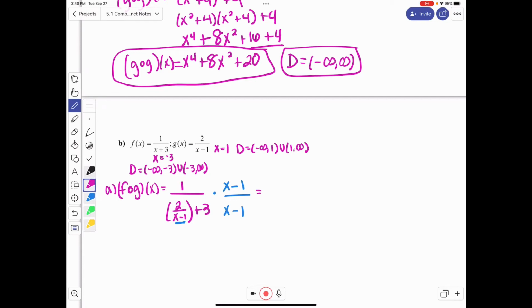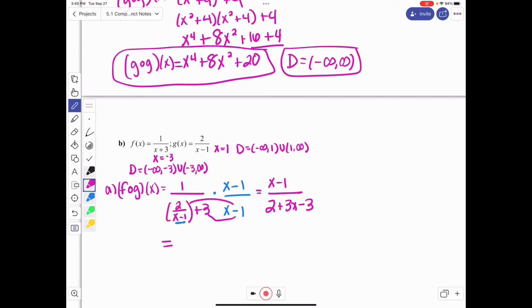So my top is going to become X minus 1. Now, I need to multiply the X minus 1 times this part and this part. So 2 over X minus 1 times X minus 1, that fraction clears out. That's the whole point of doing this. So that part just becomes a 2. 3 times X minus 1, I'm distributing that 3, so that will be 3X minus 3.